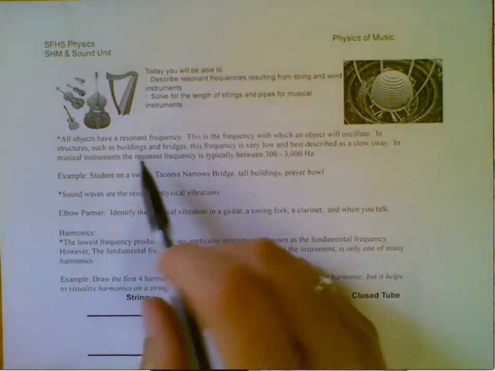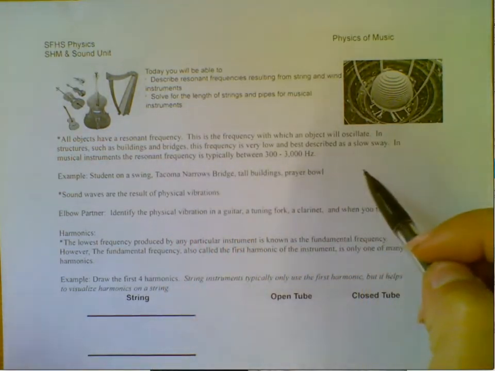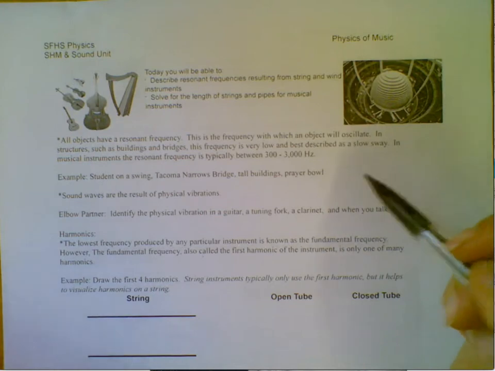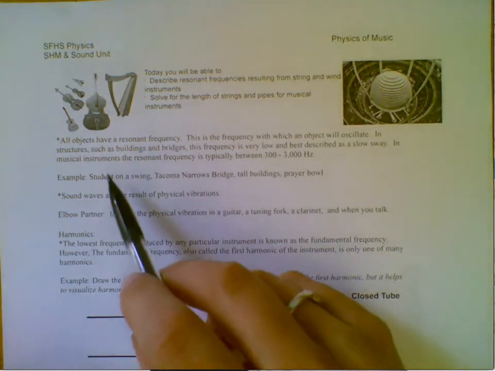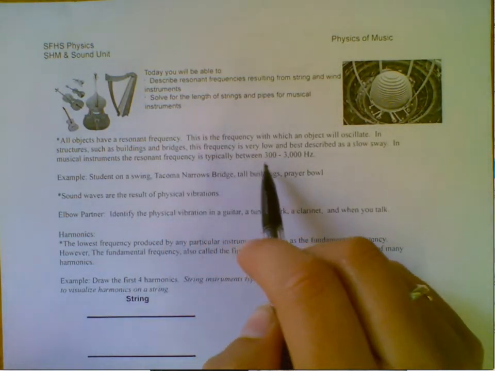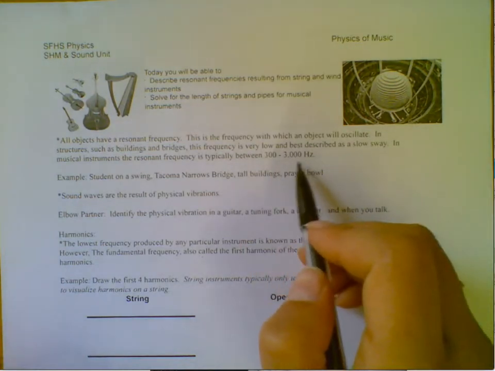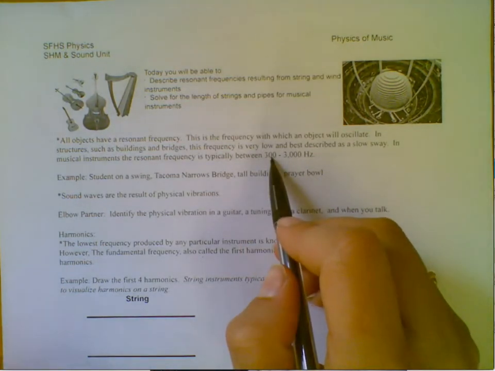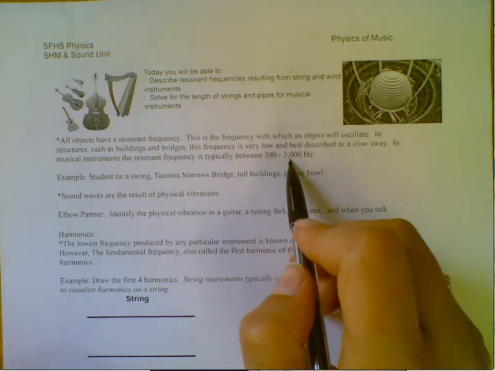In structures like bridges and buildings, this frequency is very low and best described as a slow sway. So when we have earthquakes and you see buildings waving back and forth, those are their resonant frequencies. In musical instruments, the resonant frequency is usually between 300 and 3000 hertz. Remember, hertz is frequency, and 300 would be very low pitch. Low frequency is low pitch. 3000 would be a high pitch. Okay.